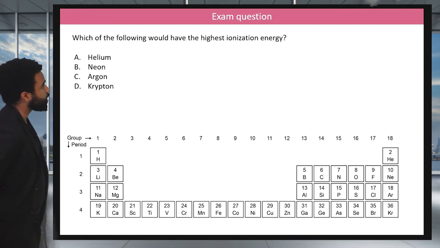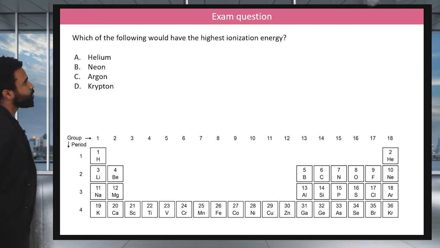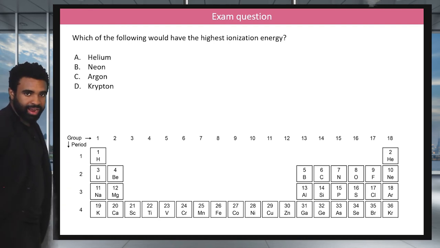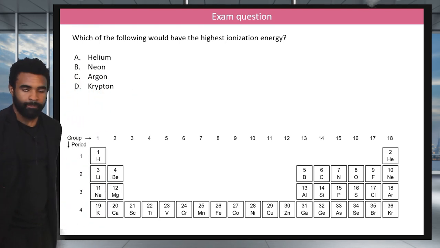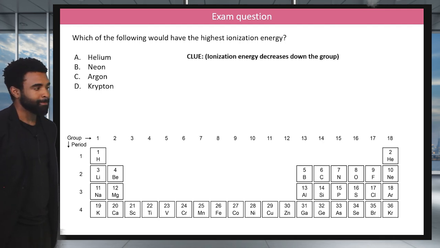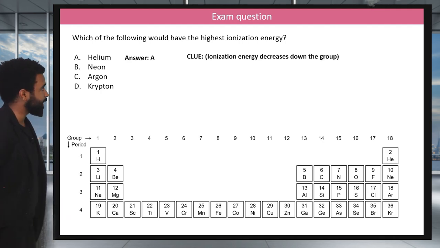Here's a question on the decrease down group trend. Which of the following would have the highest ionization energy? Pause the video, as always, and think about this one. 1, 2, 3, there's a clue. 1, 2, 3, there's your answer, A.